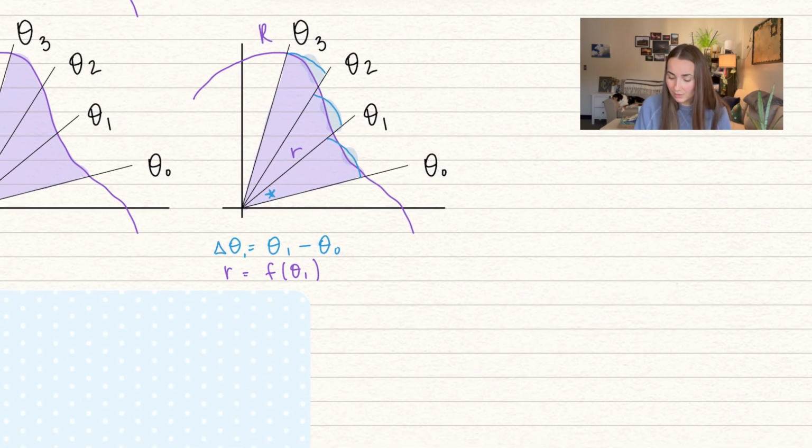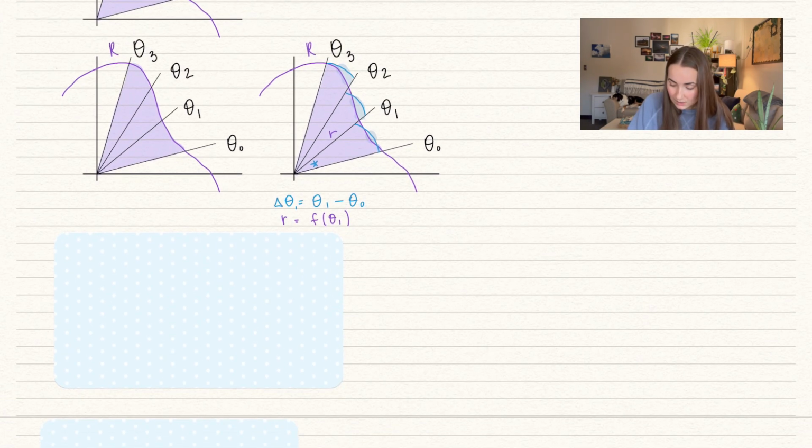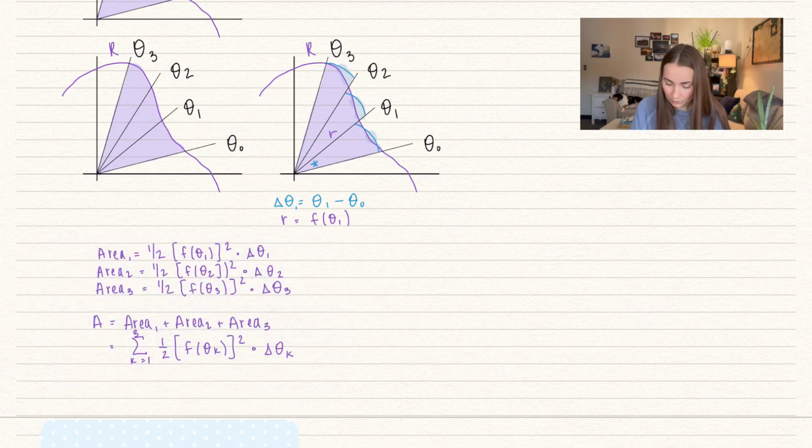So let the change in theta be equal to this little guy you can see with that little blue star. So delta theta 1 is going to be equal to theta 1 minus theta naught. And we also have that the radius r is going to be f of theta 1. That's going to be the distance that we're using. And what we're going to do is do that for every single one of those regions.